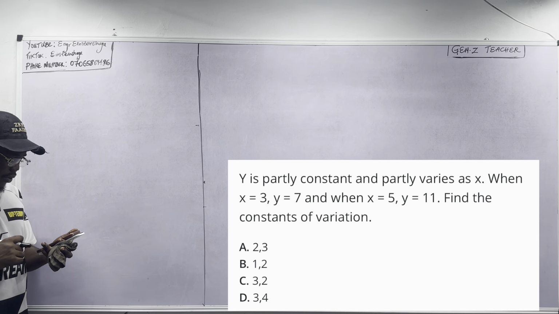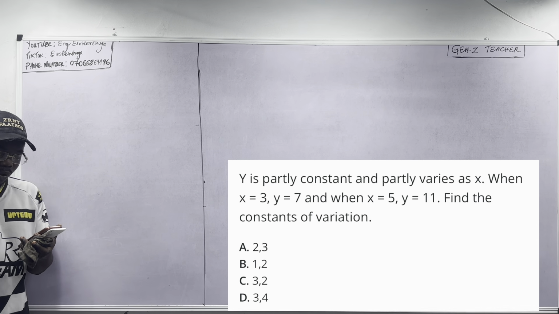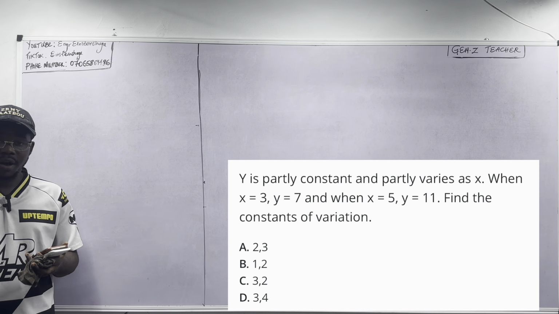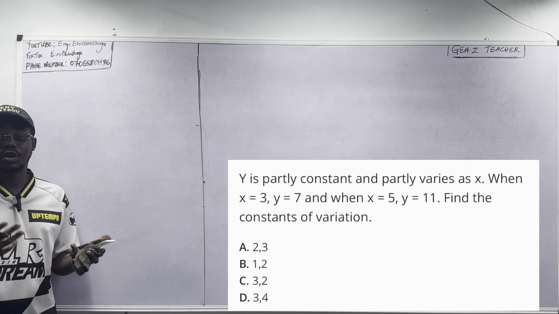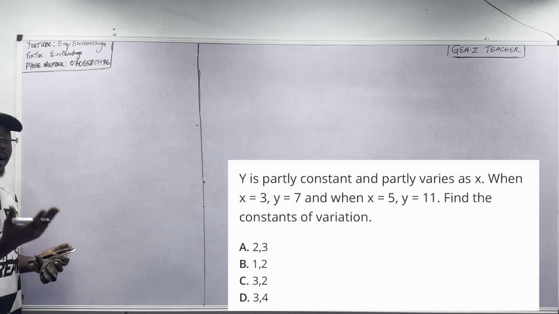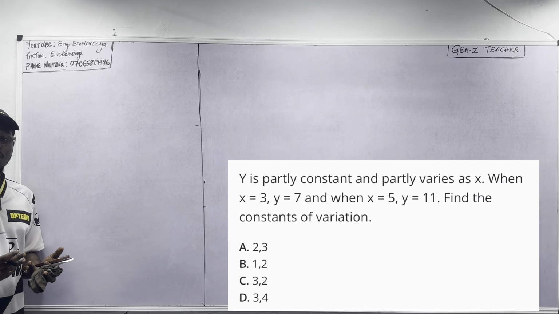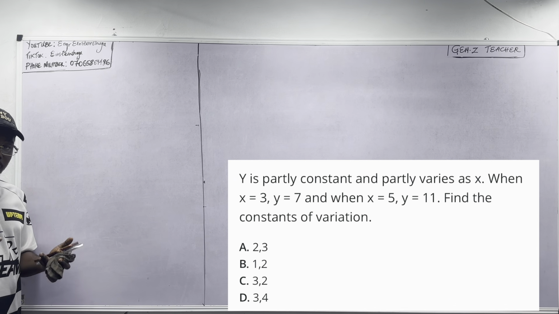Number 11, as shown on the screen, it says y is partly constant and partly varies as x. When x equals 3, y equals 7. And when x equals 5, y equals 11. Find the constants of variation. Now, this is from the topic called variation. We have different kinds of variation: direct variation, indirect, joint, and partial. Now, this is under partial variation.